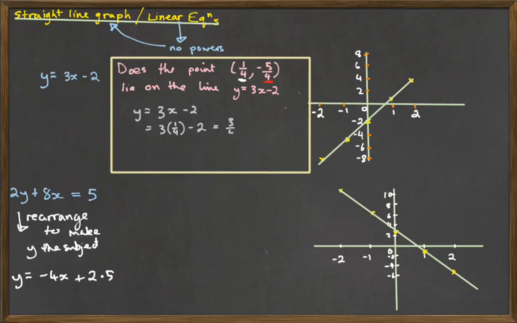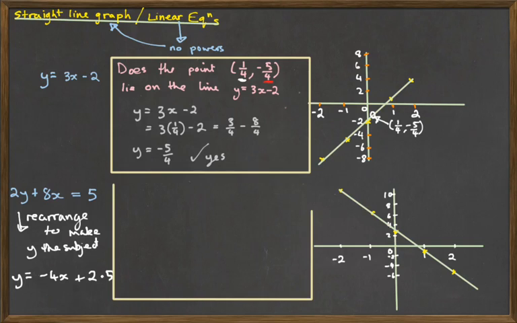So it's 3 times a quarter, which is 3 quarters, and minus 2 is minus 8 quarters. 3 quarters minus 8 quarters is minus 5 quarters, minus 5 over 4. So, yes, it does lie on the line, because points on the line are generated by the equation, and the equation generates this point. Okay, that's the point there, a quarter, minus 5 over 4.